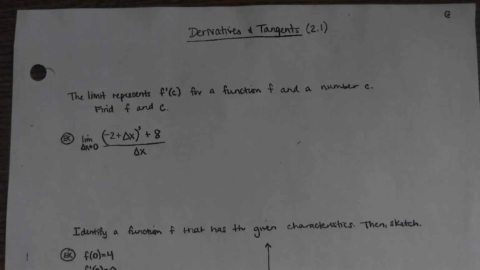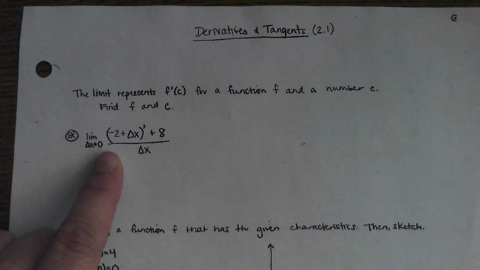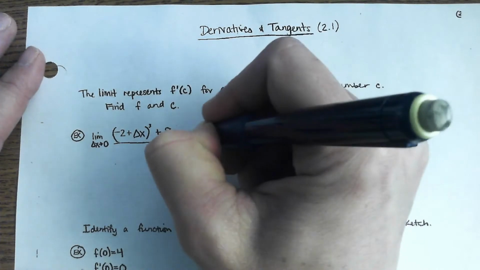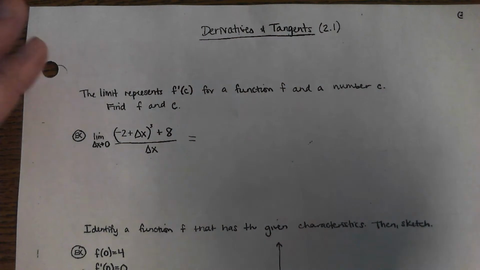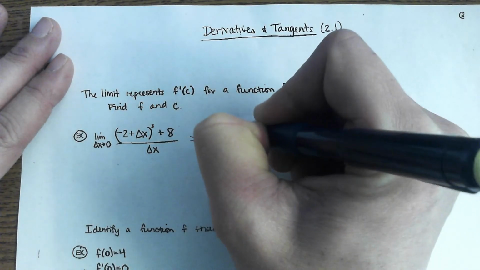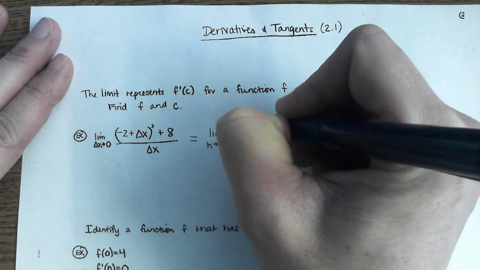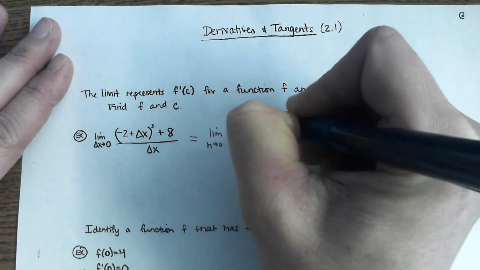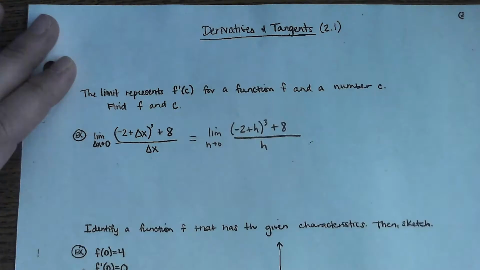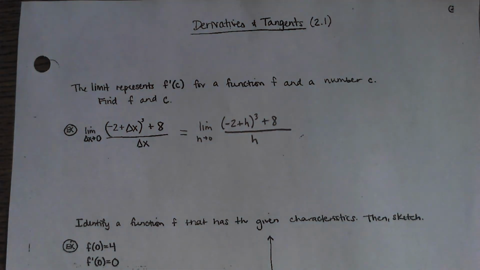Find f and c, for a function f and a number c, where the limit represents f prime of c. So essentially, if this is what you're looking at, and by the way, I know this change of x is a weird thing. The limit as h approaches 0 of (-2 plus h) cubed plus 8 all over h, if that's helpful for you.